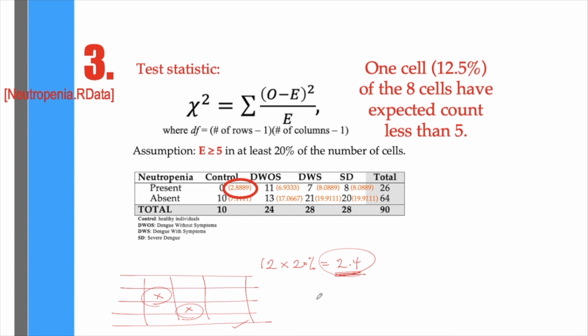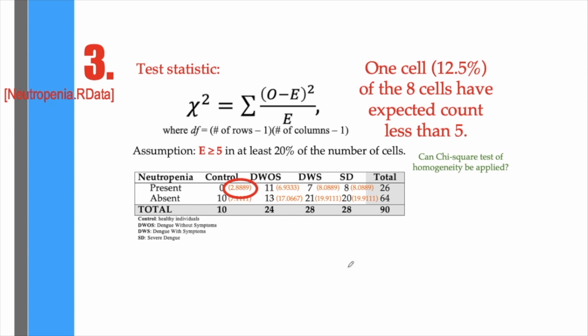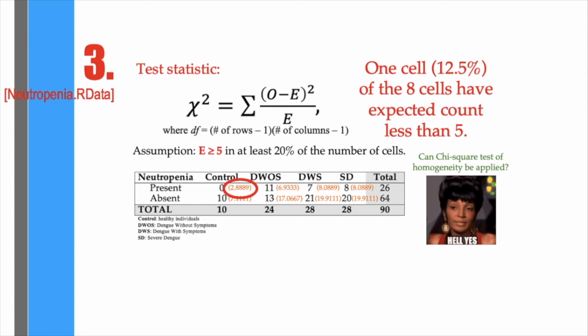Now, if in case there are 3 cells with expected count less than 5, and 3 exceeds 2.4, then this time we are not allowed to make use of the chi-square test of homogeneity. So to answer the question, can the chi-square test of homogeneity be applied? The answer is yes. Since 1, which is 12.5%, does not exceed 20%, then we're allowed to make use of the chi-square test of homogeneity.